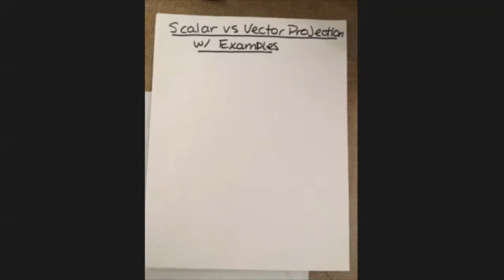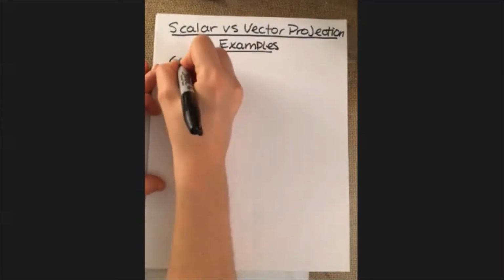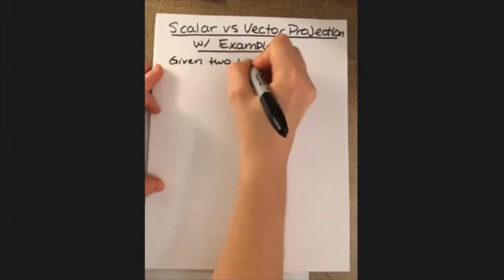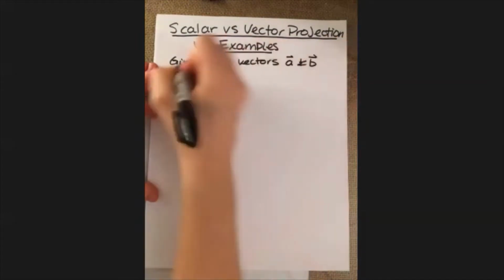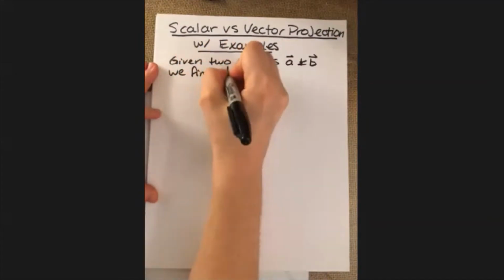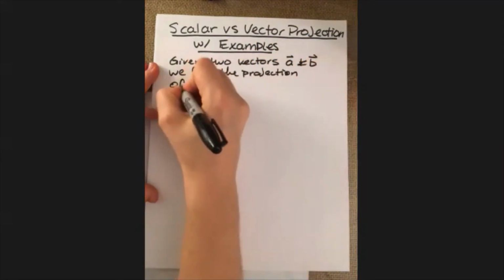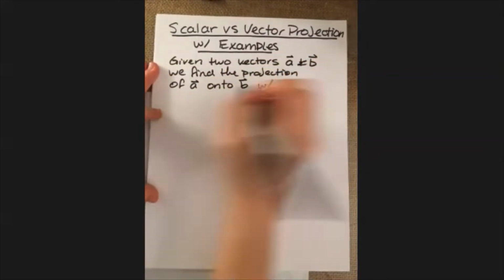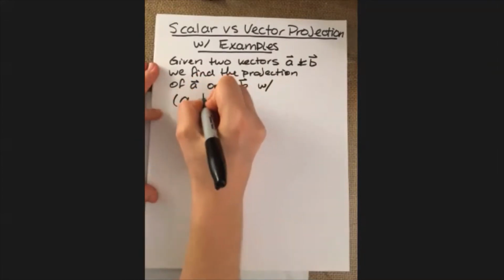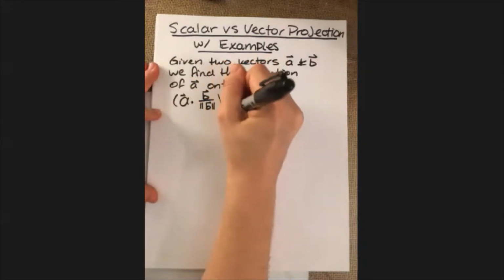So let's start by looking back at where this idea of projection comes from. Given two vectors, A and B, we find the projection of A onto B with the formula A dotted with B divided by the length of B, and then times B divided by the length of B.